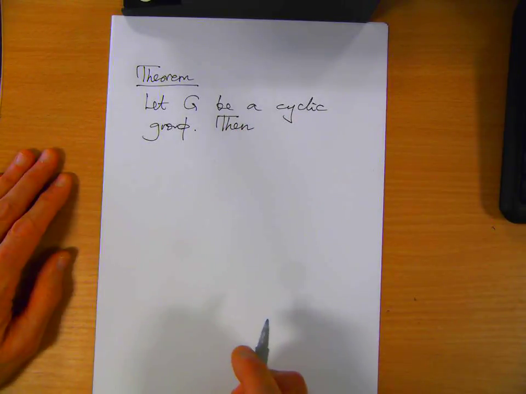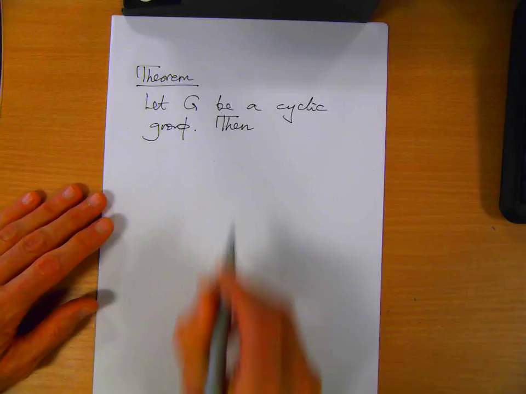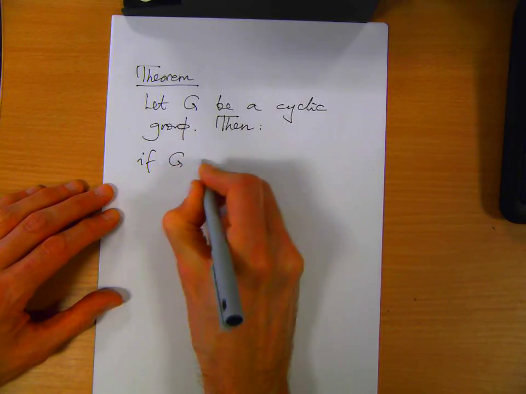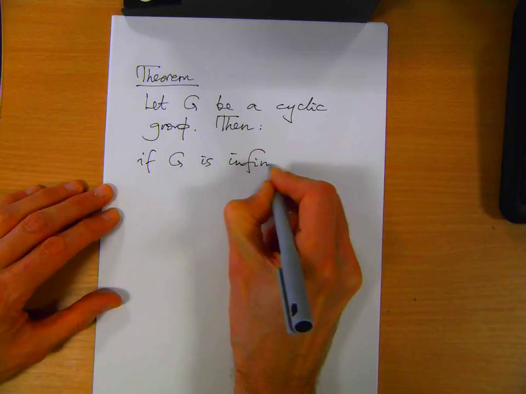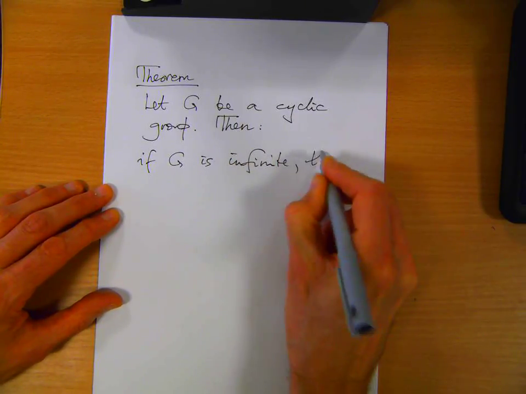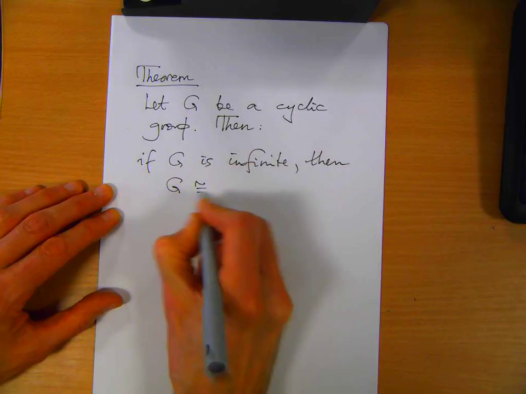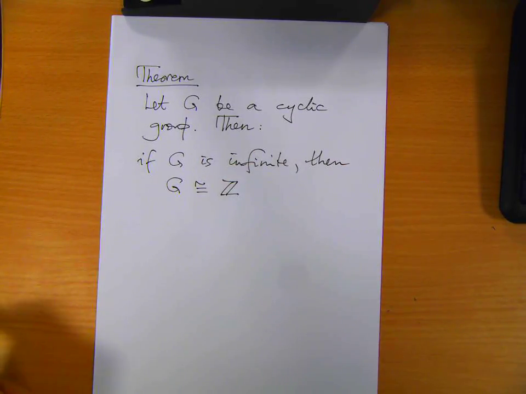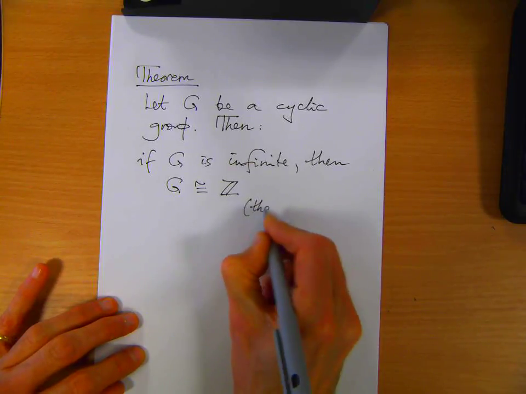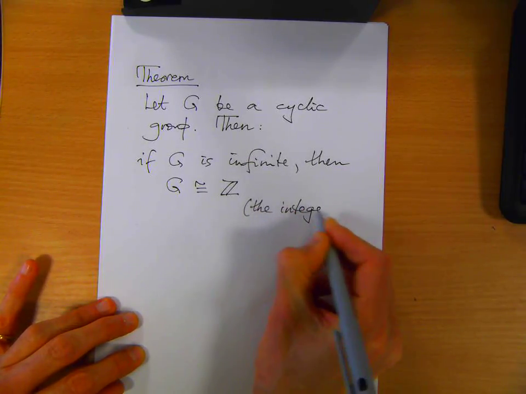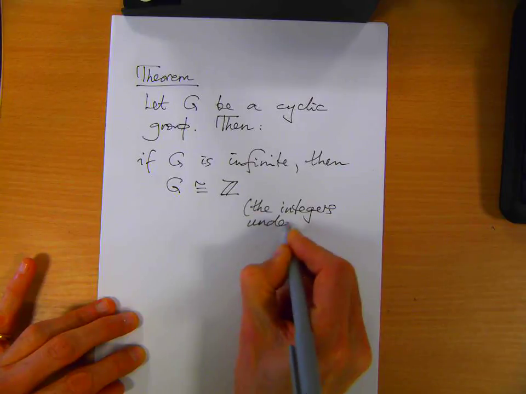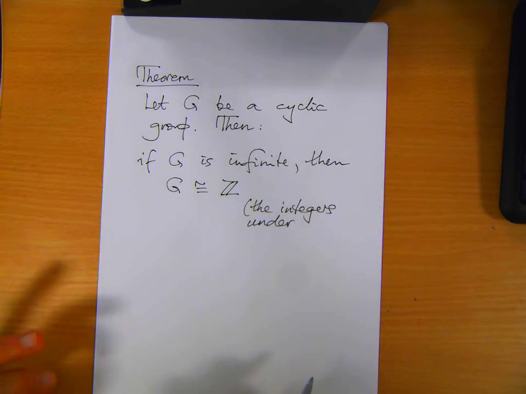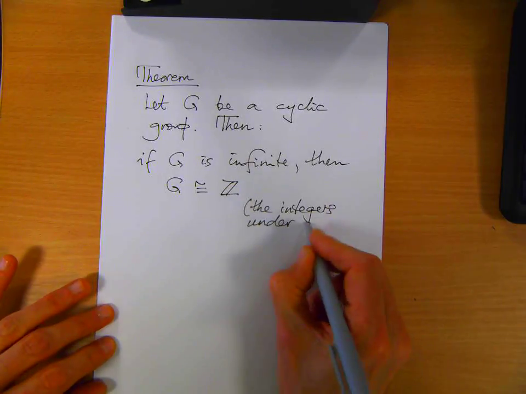Well, there are two possibilities. Either G is finite or G is infinite. So if G is infinite, then G is isomorphic to the cyclic group Z. So this is the integers under addition. That's a very basic example of a cyclic group, and in fact it's essentially the only cyclic group if we're talking about infinite cyclic groups.